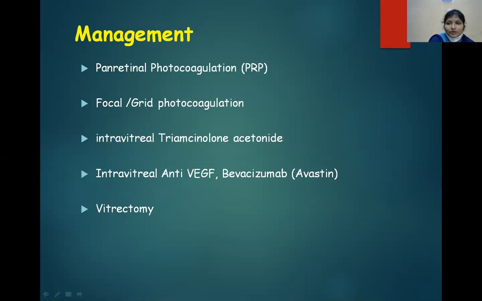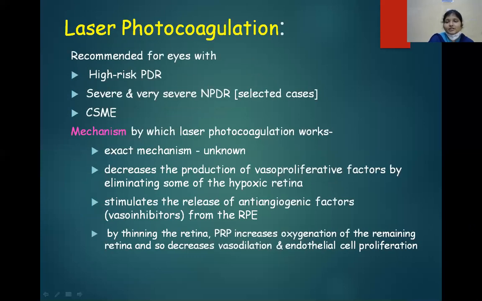Now coming to ocular management of diabetic retinopathy. So what are the various treatment modalities we have? One is laser photocoagulation. It is either pan-retinal photocoagulation or focal or grid photocoagulation. And other treatment modalities are intravitreal triamcinolone acetonide, intravitreal anti-VEGF, bevacizumab, and vitrectomy. So first we'll deal with laser photocoagulation. So what is the indication for laser photocoagulation?